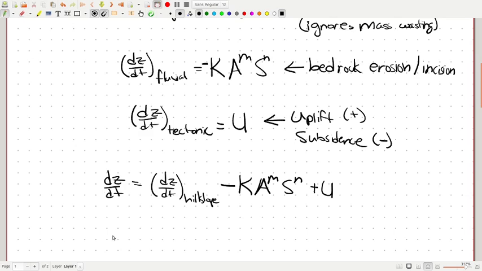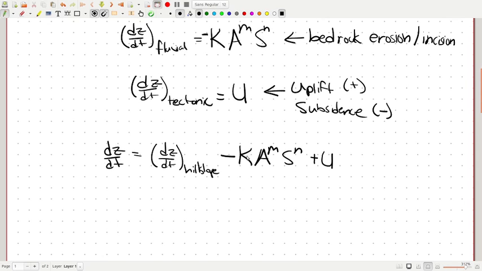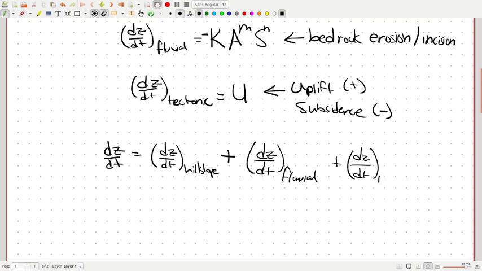So after that, well, actually that's funny. What I really meant to do, and let me just erase this because I think I got a step ahead of myself, is take two steps to go through this. And the first one, I would have plus dz over dt fluvial plus dz over dt tectonic. But I just got so excited that I just wanted to jump to the end and show you guys what the full equation is.